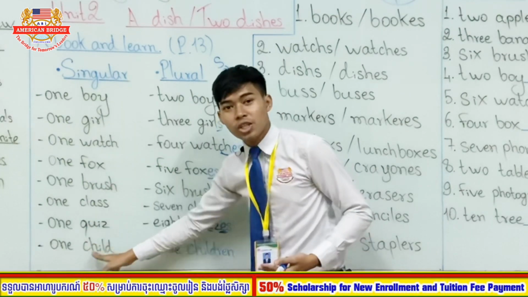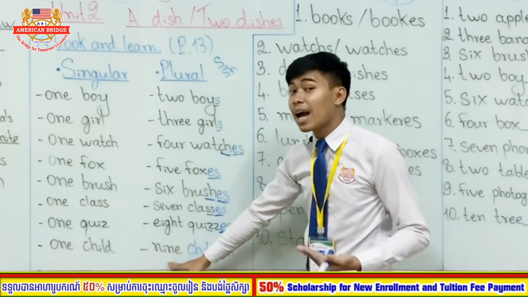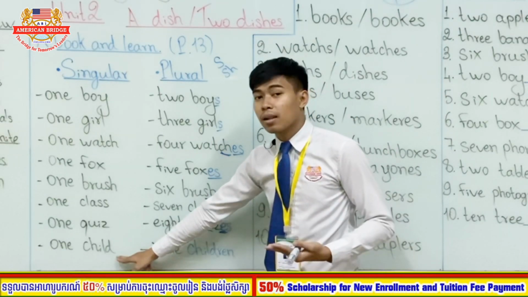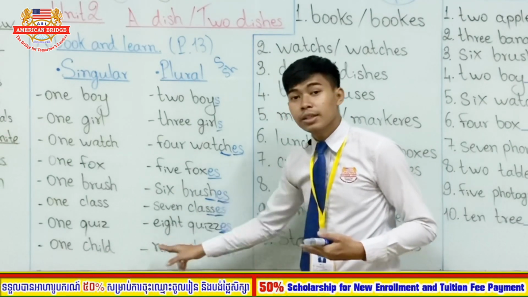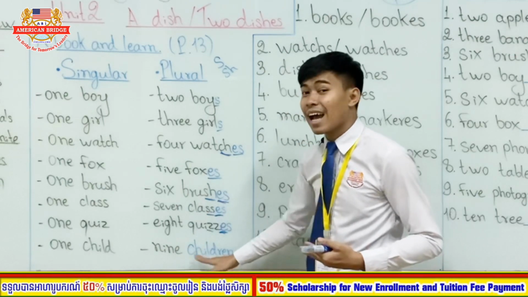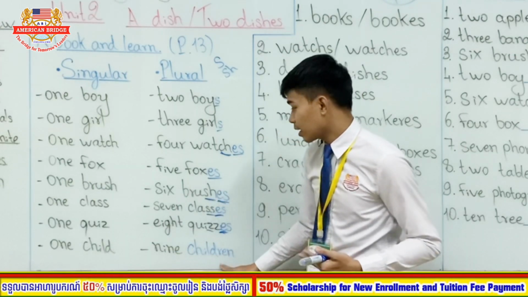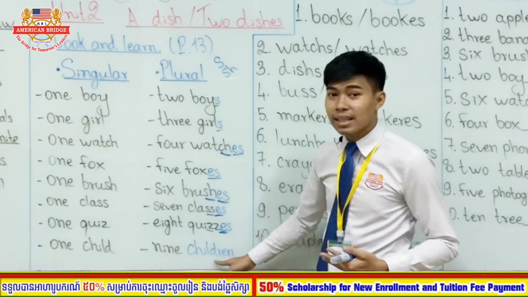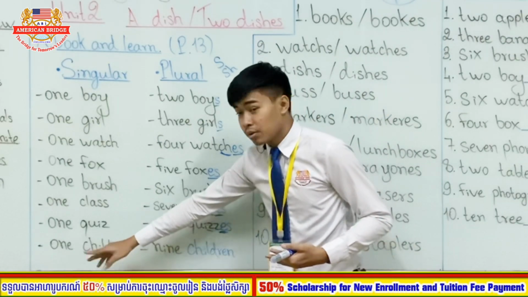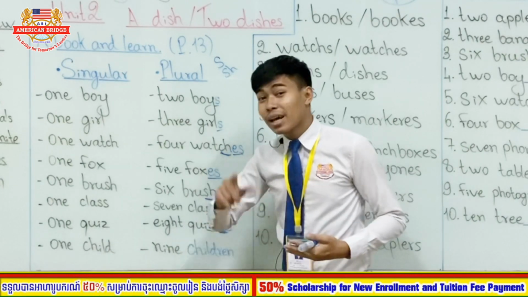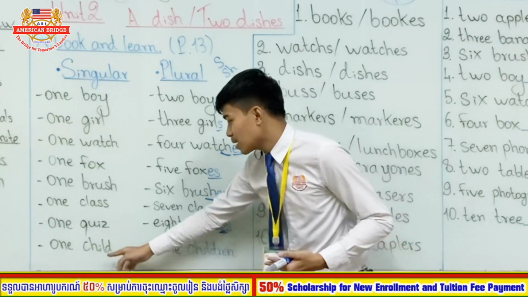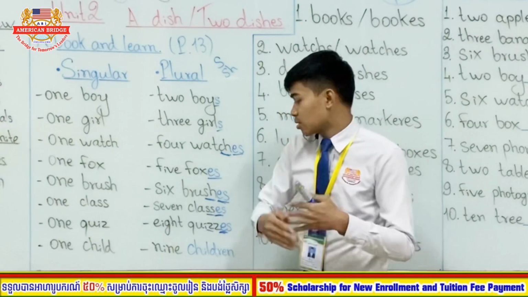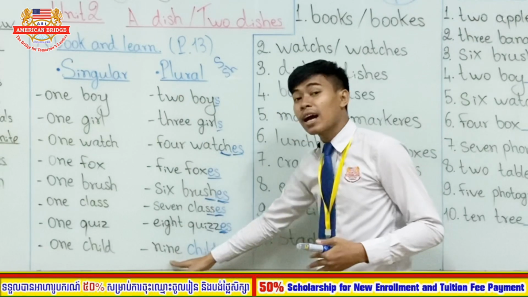So when it is singular, one child. But when it's plural, it becomes, for example, 9 children. So child becomes children. When it is singular, we write child. When it is plural, we write children. Child, children. So you cannot add s. You cannot say one child, 2 childs. No. And you cannot also add es. Example, one child, 2 childes. No, because this word is irregular. It has to be changed. So one child, singular, plural, 9 children.